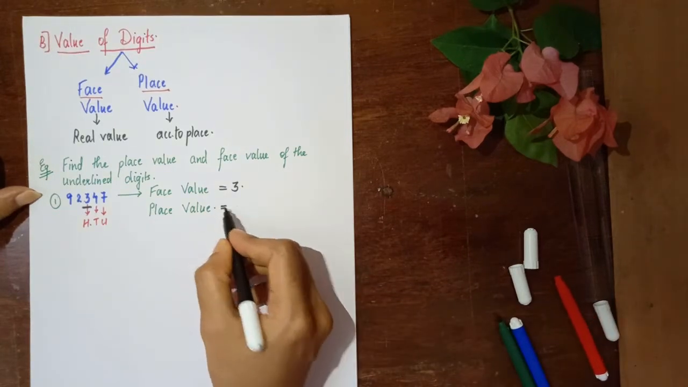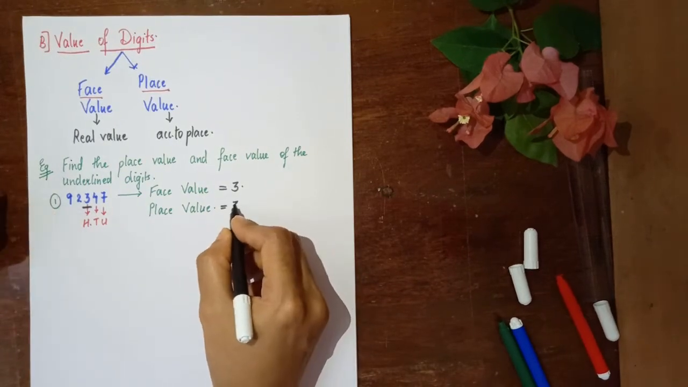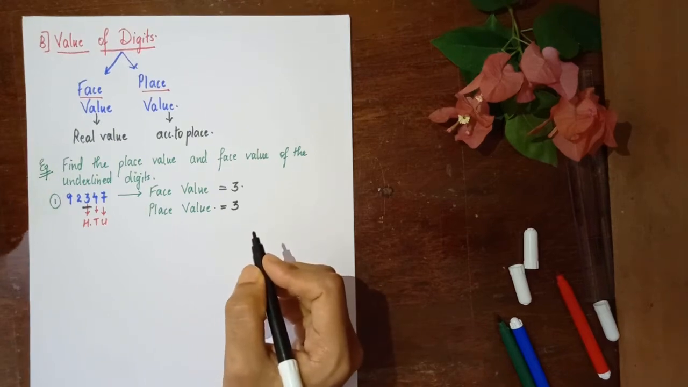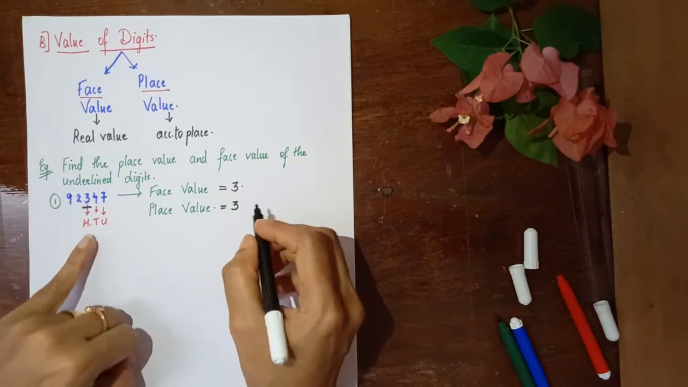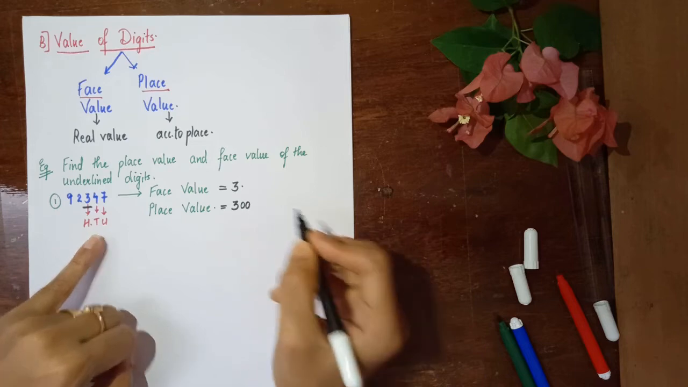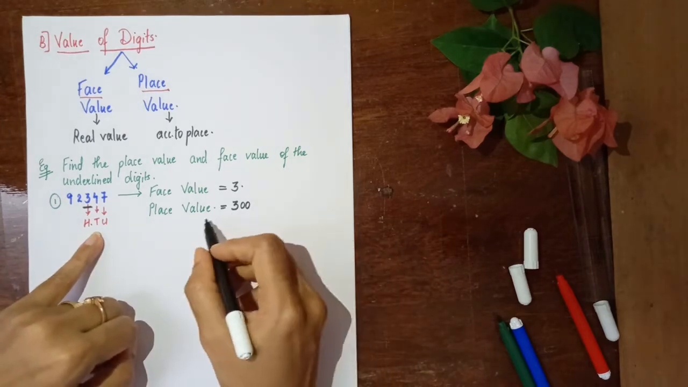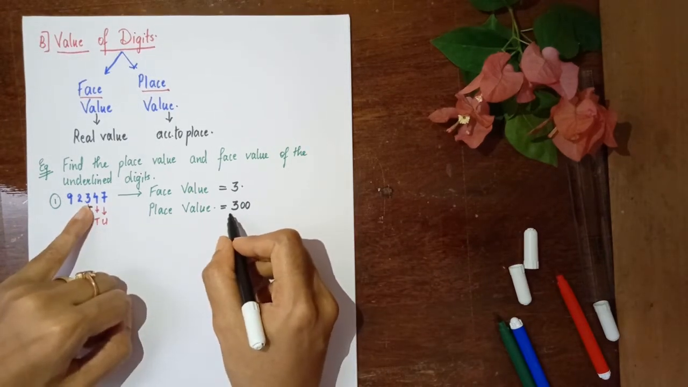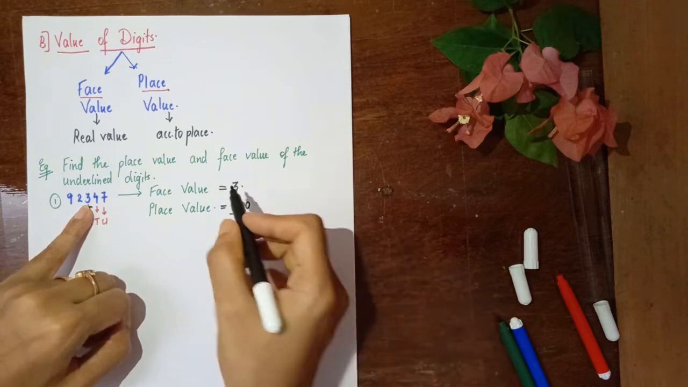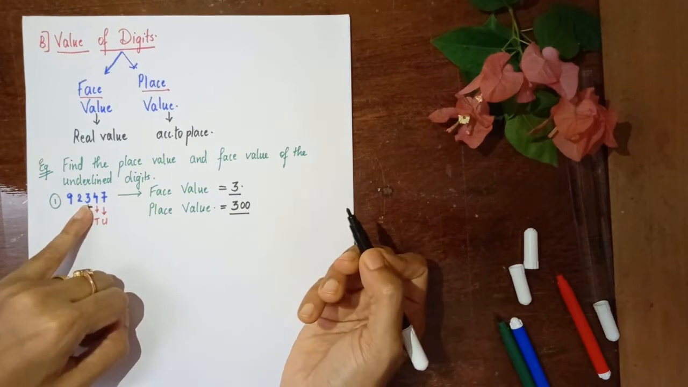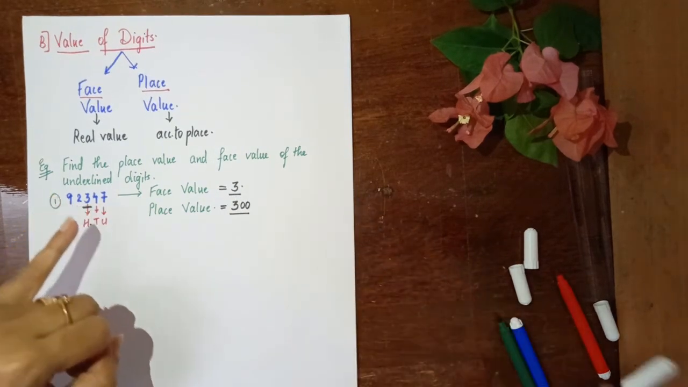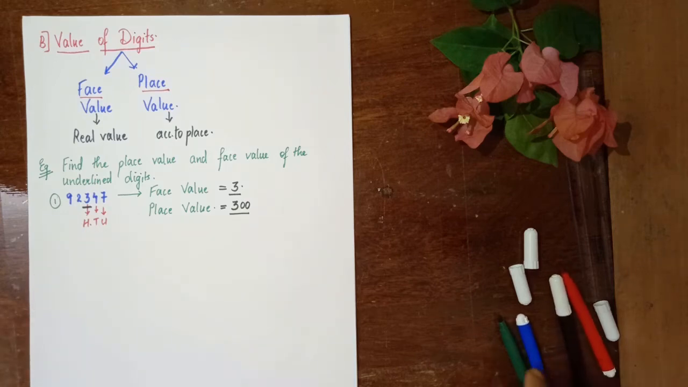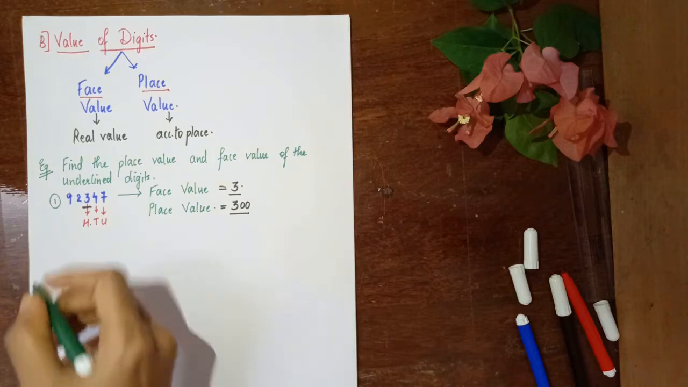Now because 3 is in the hundreds place, we know that hundreds is expressed as 10 raised to the power 2. So we'll have two zeros over here, that is 3 digits. Okay, so the place value of 3 over here turns out to be 300, whereas the face value turns out to be 3. So I hope you have understood from this example. Now let's understand certain other examples.